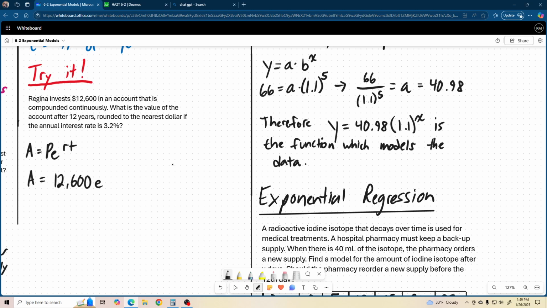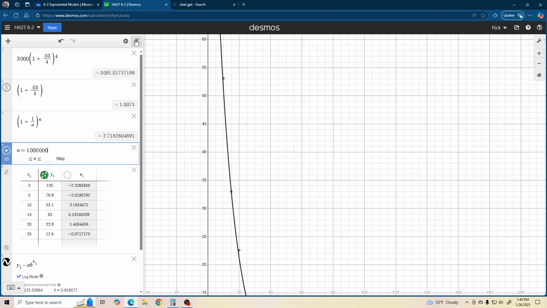So 3.2% is 0.032, right? And then raised to the t, which is time, 12 years. That's it. So now it's just a matter of plugging it into your calculator, right? So if you plug that one into your calculator, you will get, here we go, here's the number.